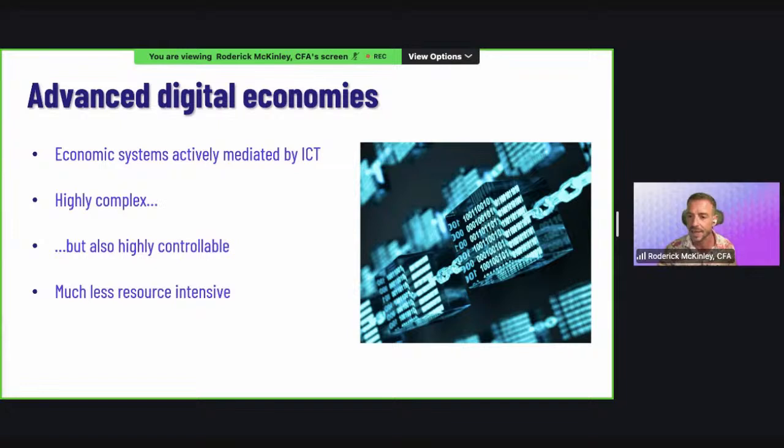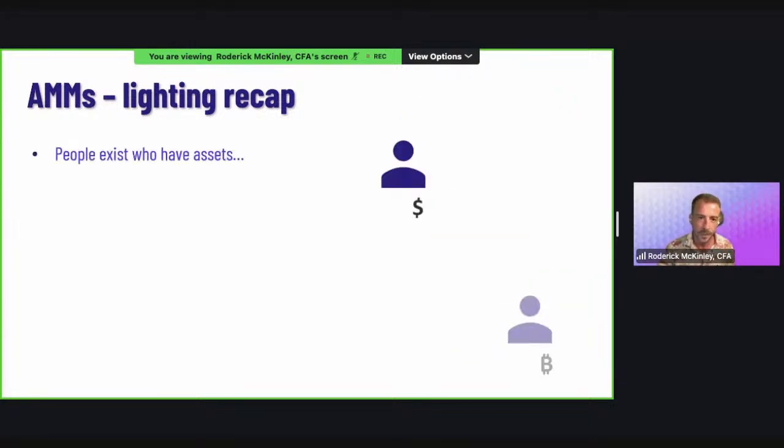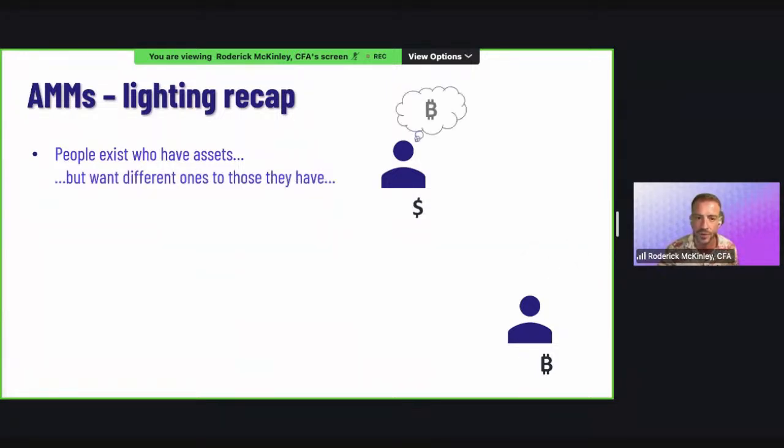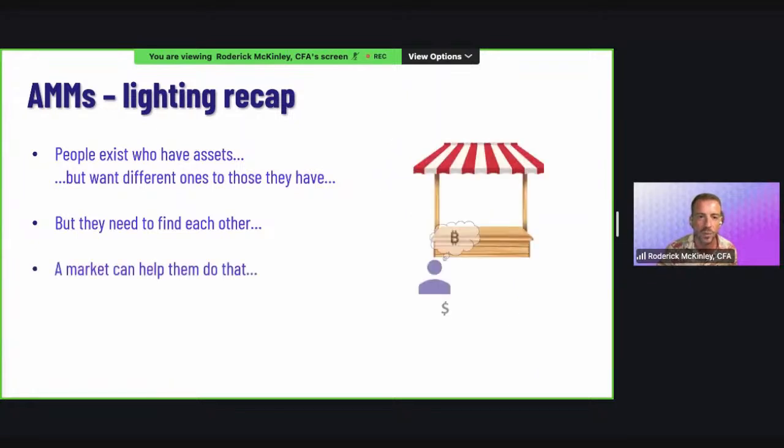But let's not delay dealing with that main subject any longer, and let's examine how these special characteristics present in the classic design of an automated market maker. And we'll start off with a lightning-fast recap of what an AMM is. People exist who have assets, but want different ones to the ones they have. Those who are matched by what they have and what they want could satisfy their desires by exchanging with each other, okay? But they don't know how to find each other. So what do we do? Well, we could create a market where they come together to buy and sell.